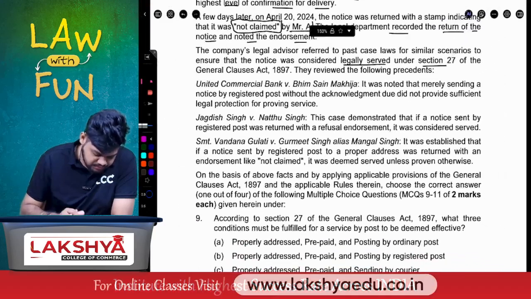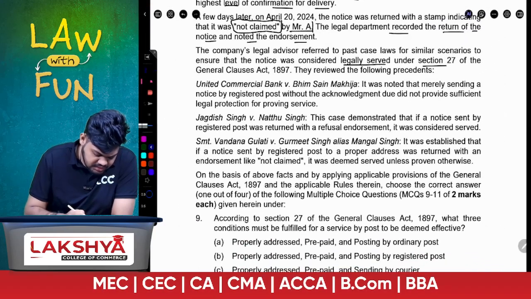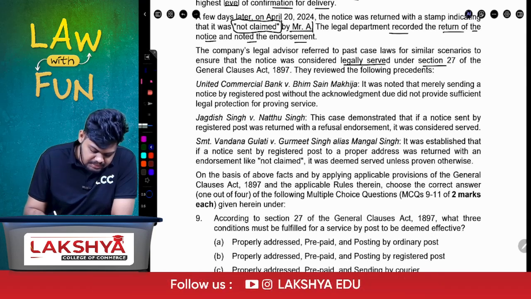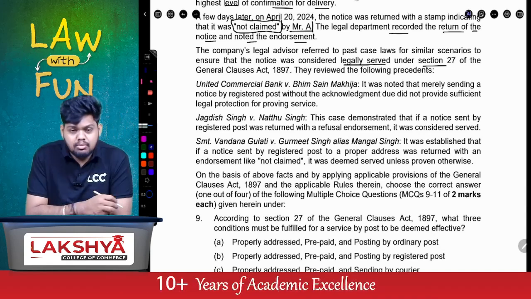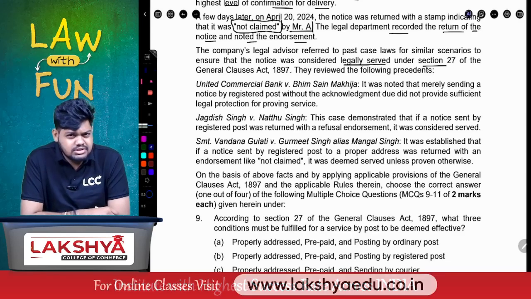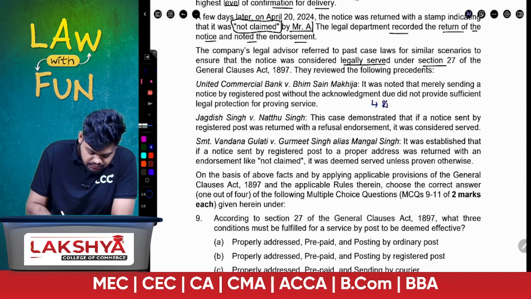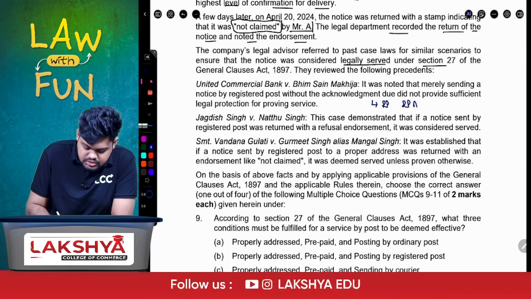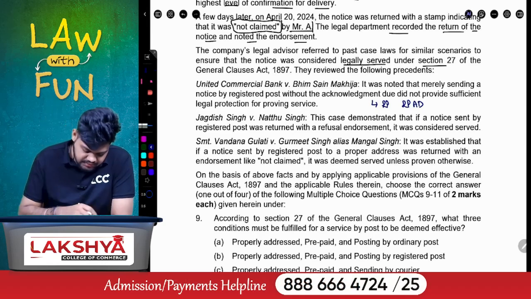The first case study, United Commercial Bank versus Beam. What happened in this case study? It was noted that merely sending a notice by registered post without acknowledgement due did not provide sufficient legal protection for proving service. So what's the process here? They simply wanted to say that registered post is not enough. We have to send a registered post acknowledgement due. Only then it is considered to be a valid service of document.